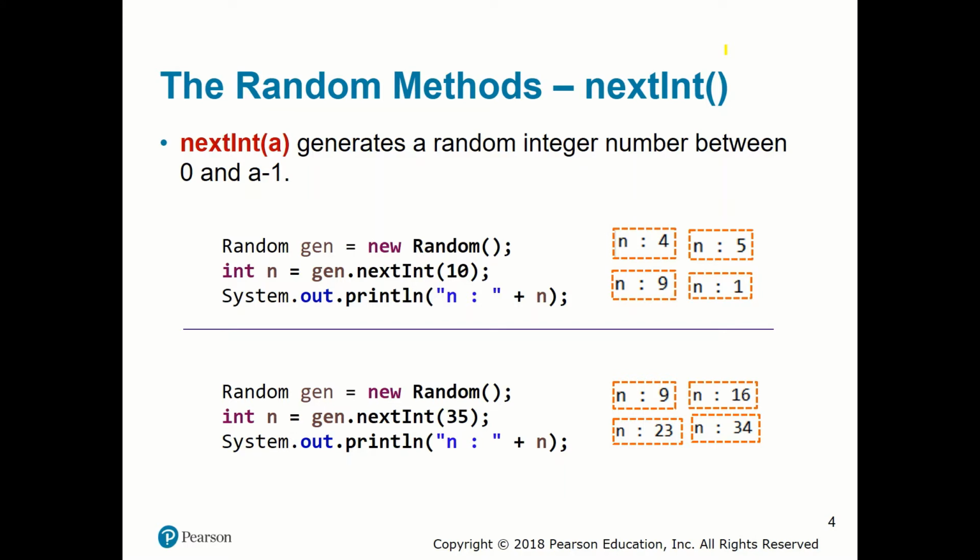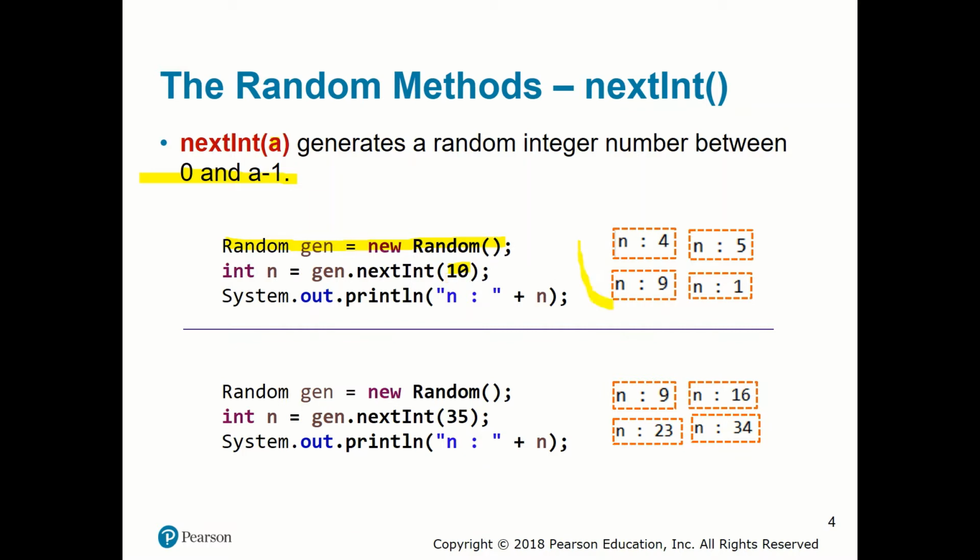There is a nextInt method that has one parameter. Here, nextInt(a), this a is a parameter. nextInt(a) generates a random integer between 0 and a minus 1. Here a is an integer number. For example, at first I create a Random object and then I put 10 here. This means that a number between 0 and 9 will be created here.